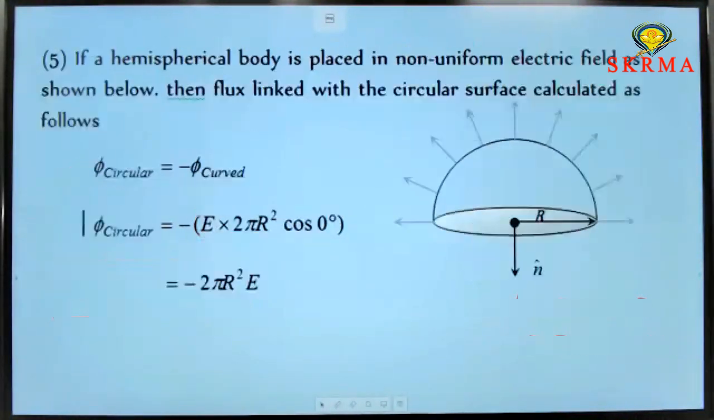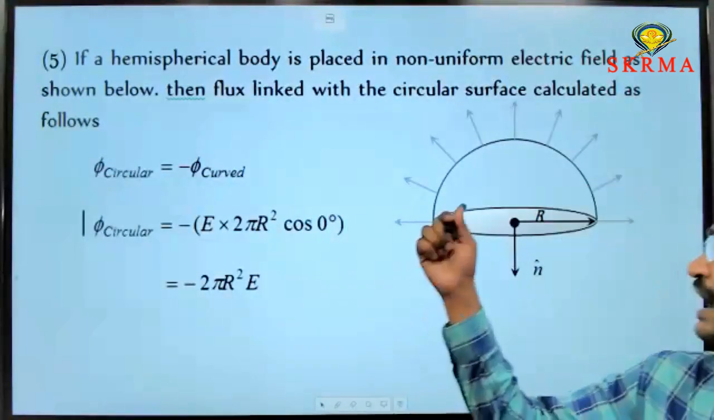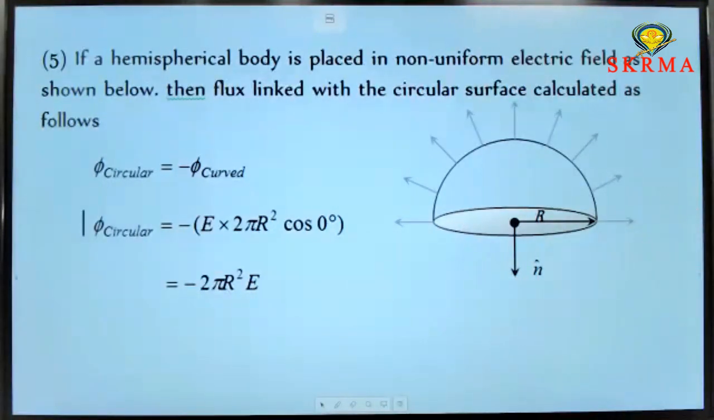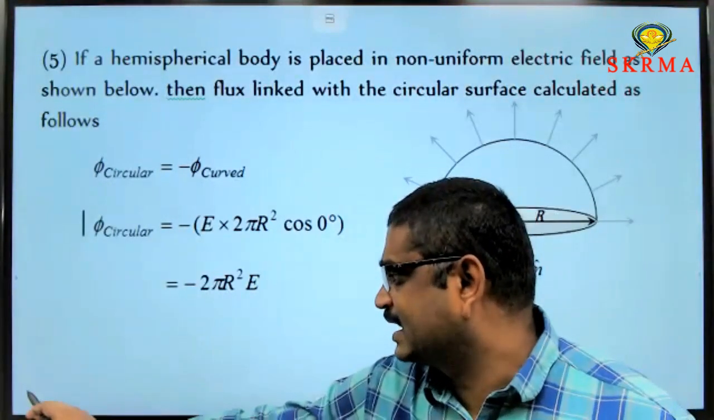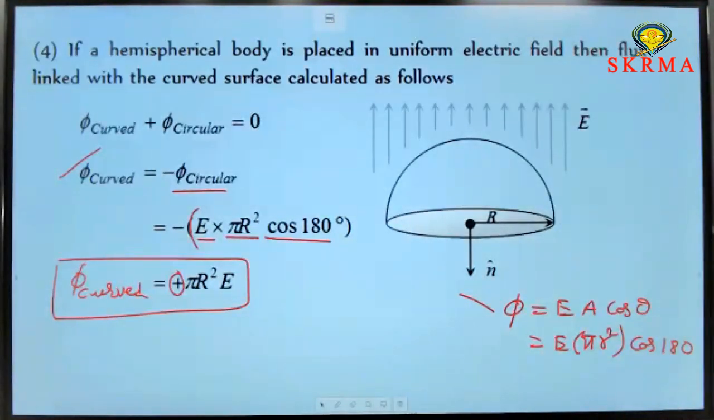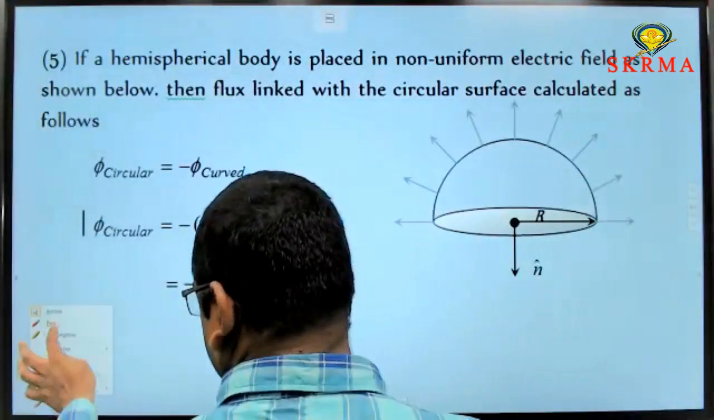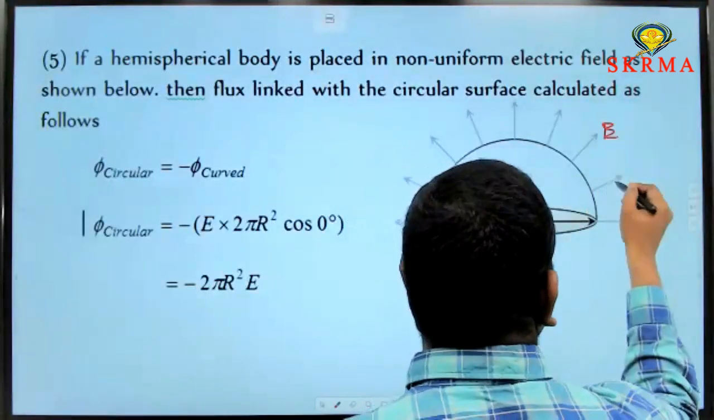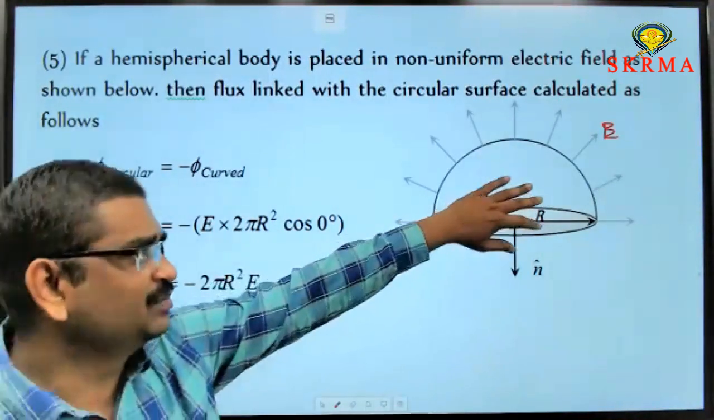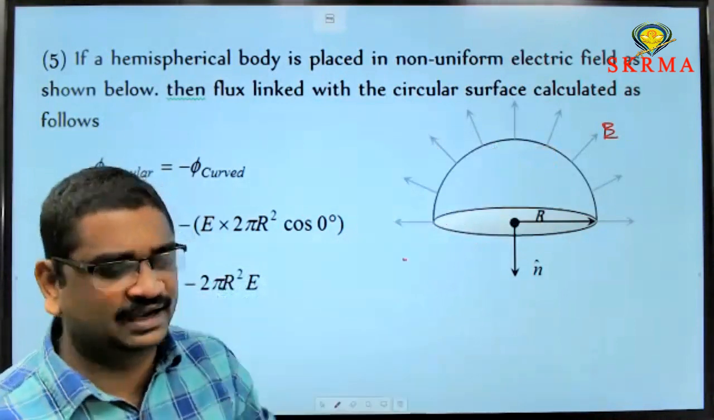Next one. Similar to this one, this is also a hemispherical bowl, but a non-uniform electric field is there. So this is placed in a non-uniform electric field. How am I saying this is a non-uniform electric field? Because the lines are not parallel. Here these are the electric field lines, and they are not parallel to each other. So we can conclude that it is a non-uniform electric field.